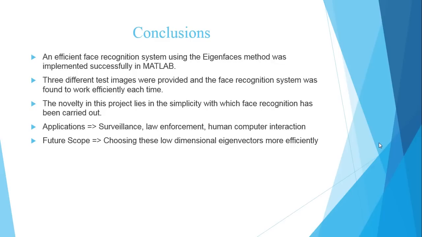As we all know, there are many applications for face recognition, like surveillance. They are used in law enforcement agencies, and for human-computer interaction in different universities. If you notice, the main step involved in the Eigenfaces method is computing the eigenvectors. So the future scope of this project would be in choosing these low-dimensional eigenvectors more efficiently. This would lend more accuracy and credibility to this system.